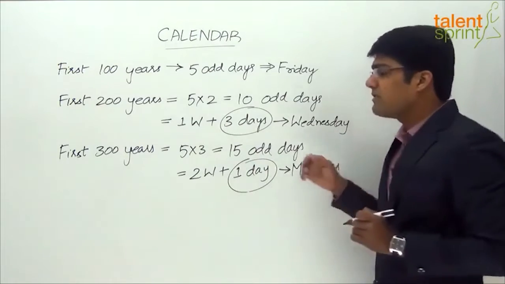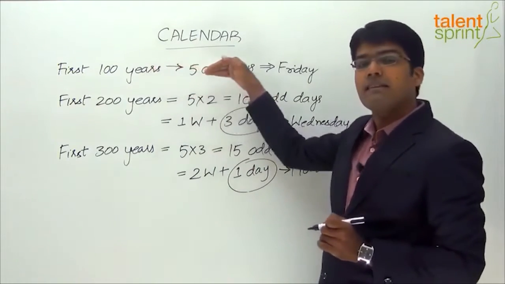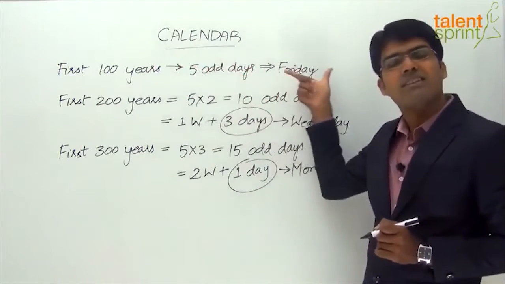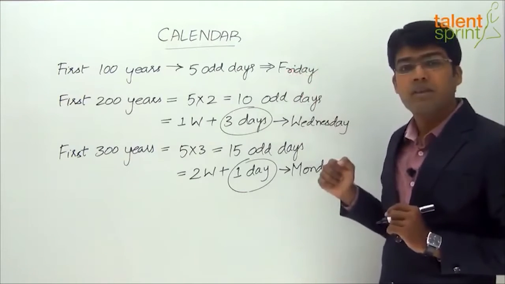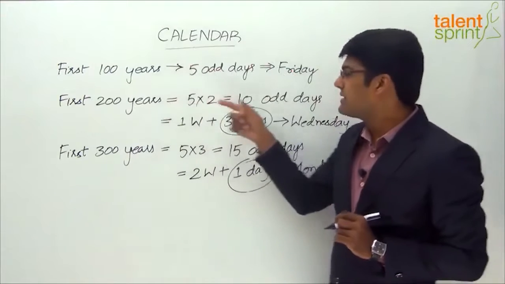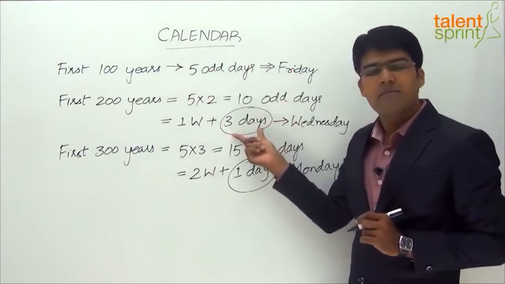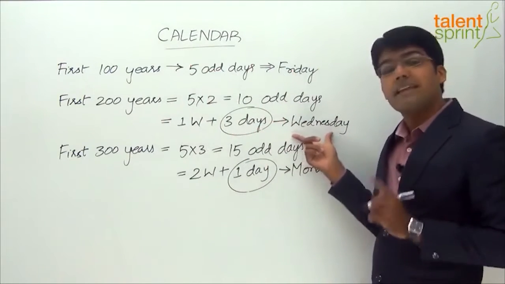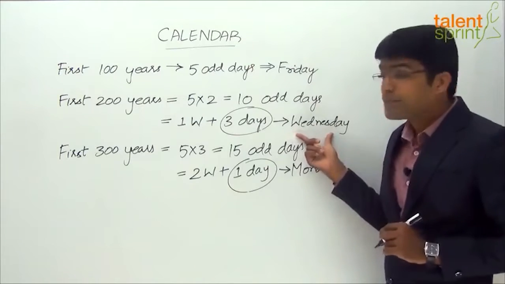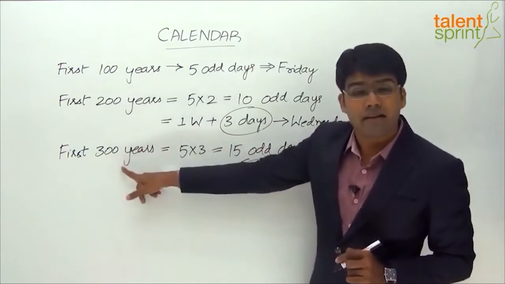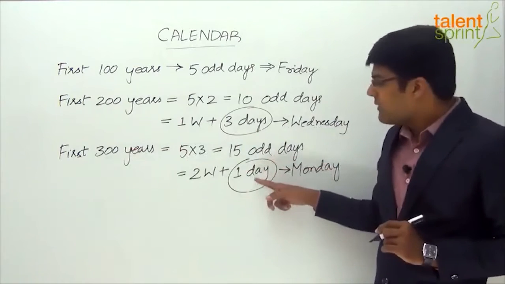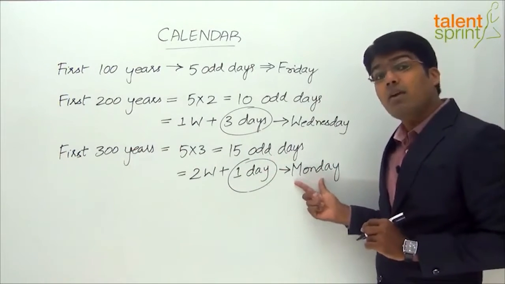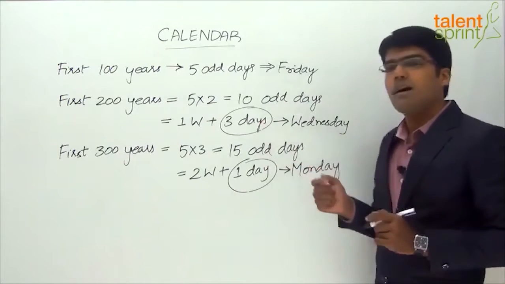So if you observe, from the 0th year to the 100th year, there were 5 odd days, so we got the last day of the 100th year as Friday. From the 0th year to 200 years, there were 10 odd days, or simplified as 3 odd days, so the last day of the second century comes out to be a Wednesday. And from the 0th year to the 300th year, we have a total of 15 odd days, which can be simplified as 1 odd day, and 1 odd day indicates that the last day of the 300th year was a Monday.